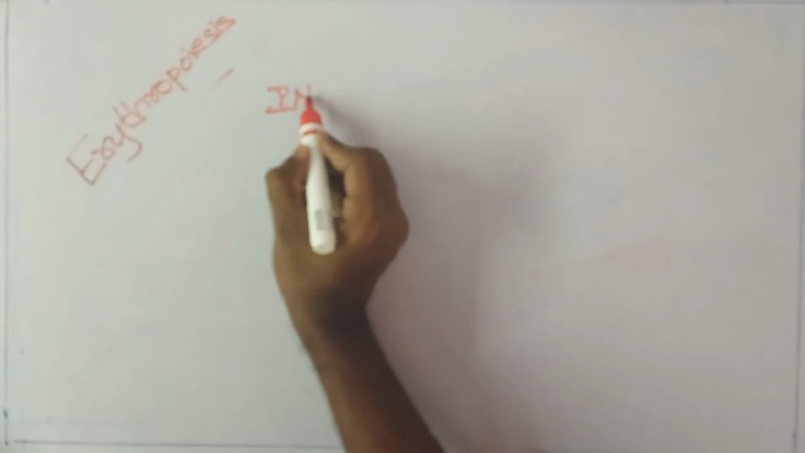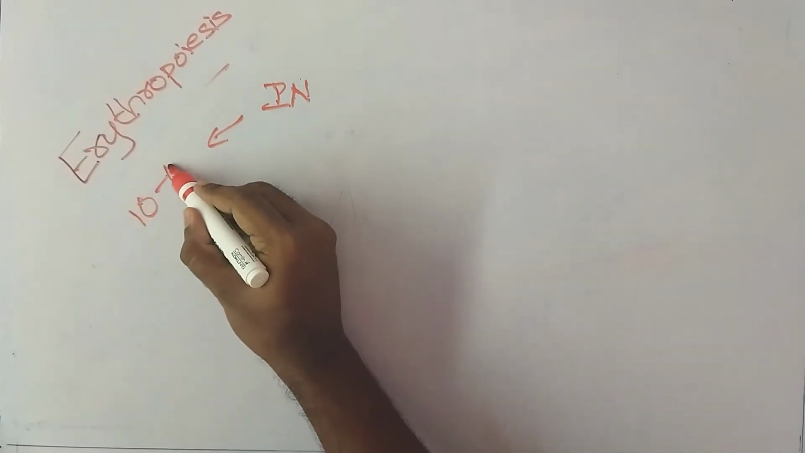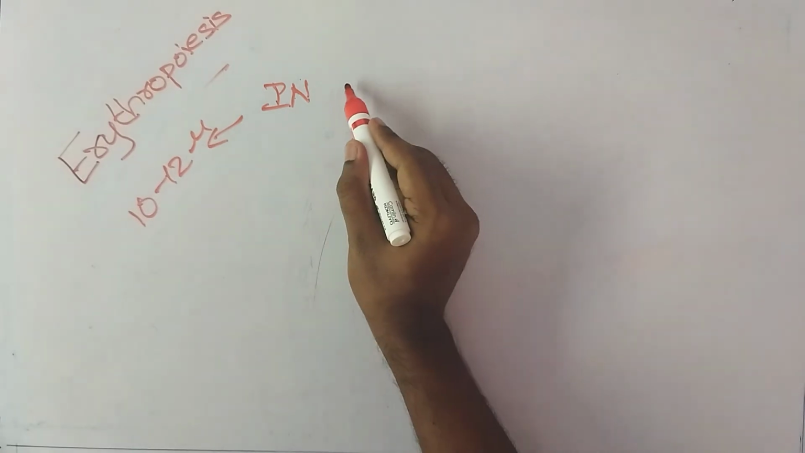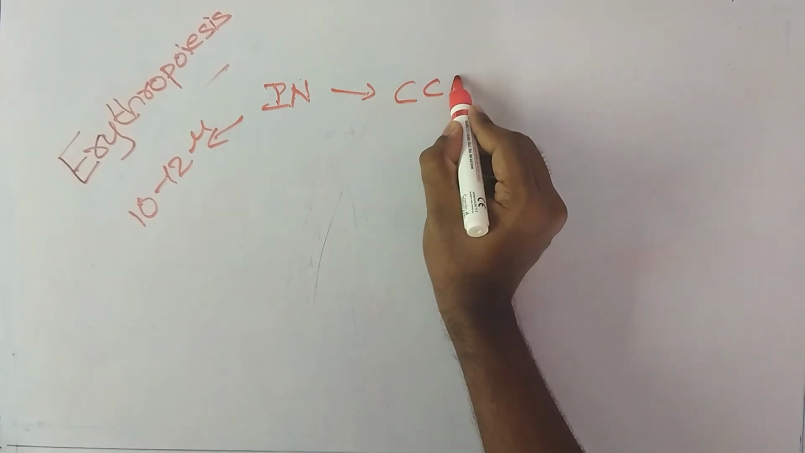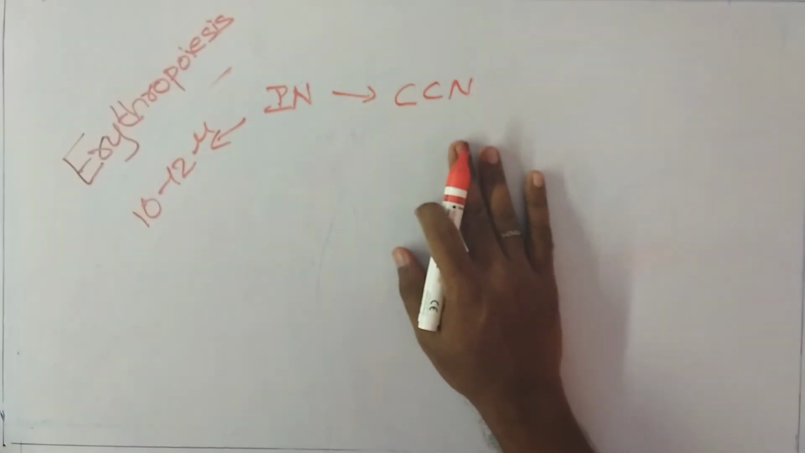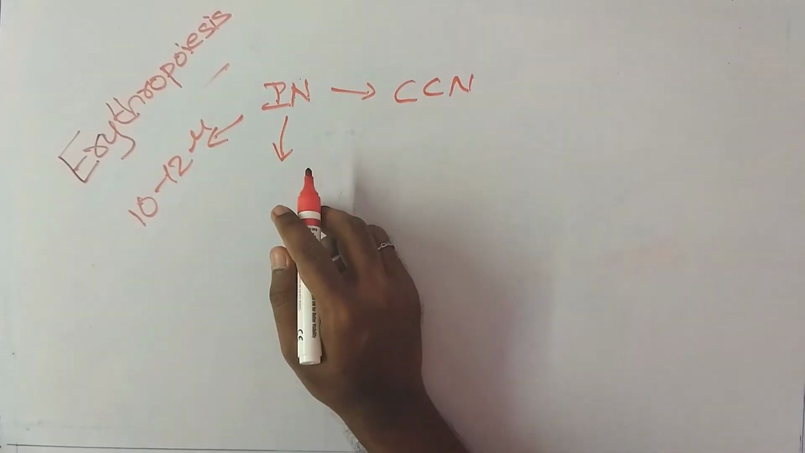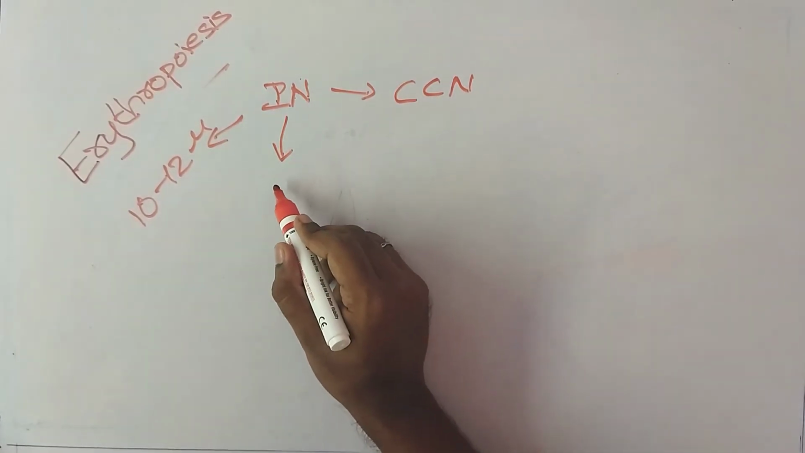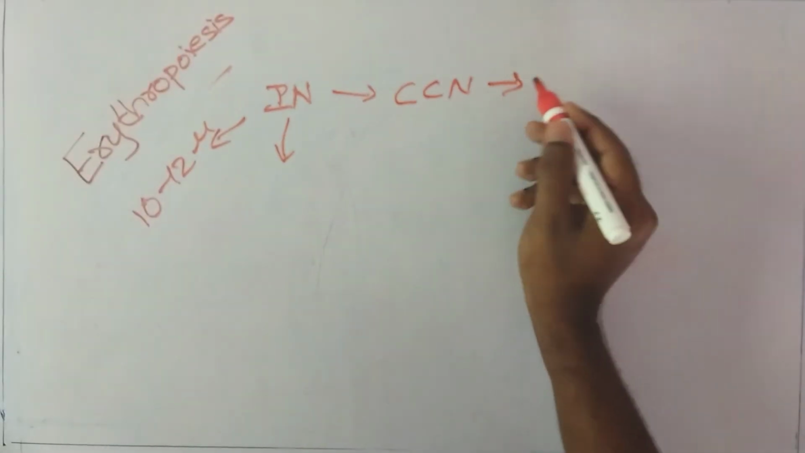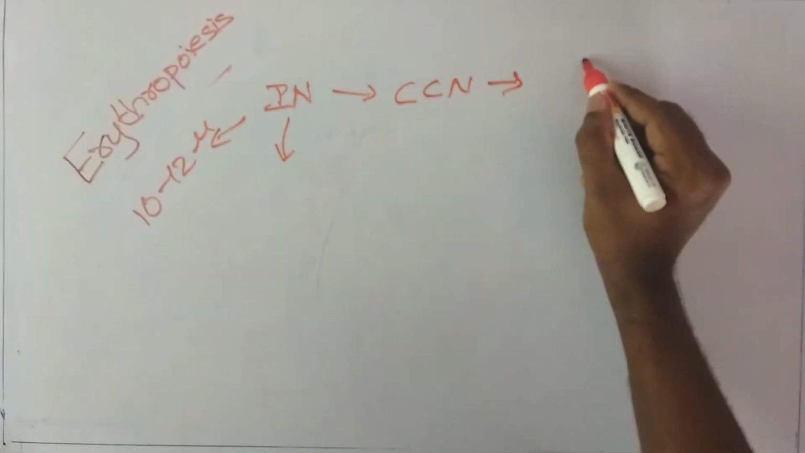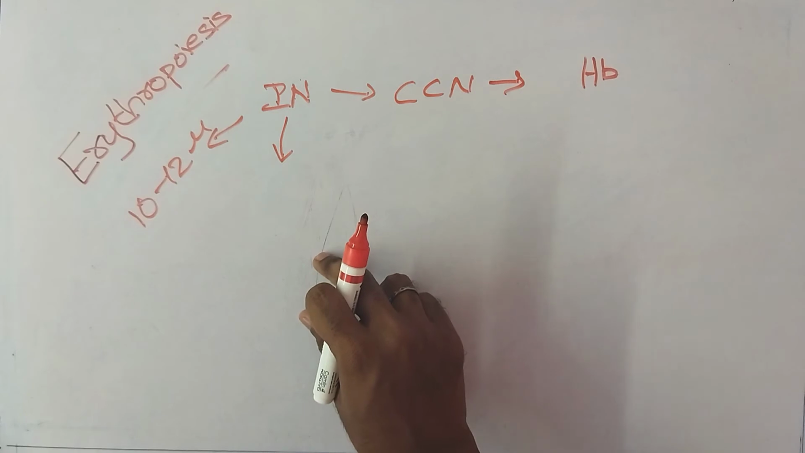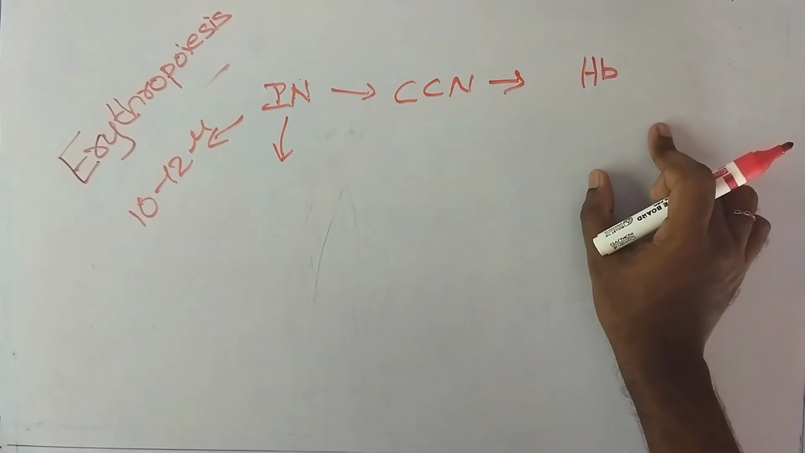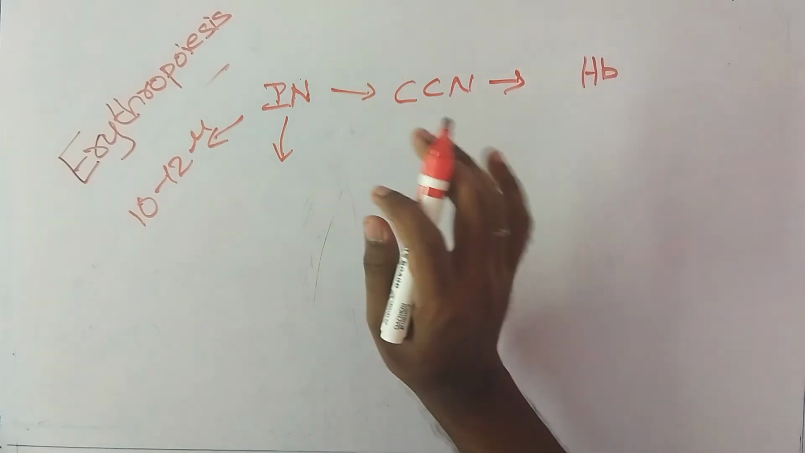Now coming to the third stage, the intermediate normoblastic stage. Its size is 10 to 12 micrometers in diameter. In this stage, the nucleus has disappeared and further condensation of the chromatin network takes place. The staining property is polychromatic. The main event in this stage is the appearance of hemoglobin. Synthesis of hemoglobin takes place at the proerythroblastic stage, and appearance of hemoglobin takes place at the intermediate normoblastic stage.